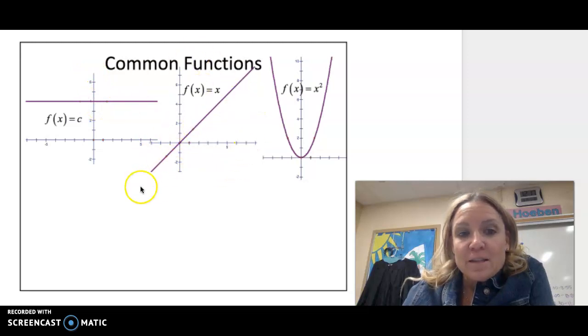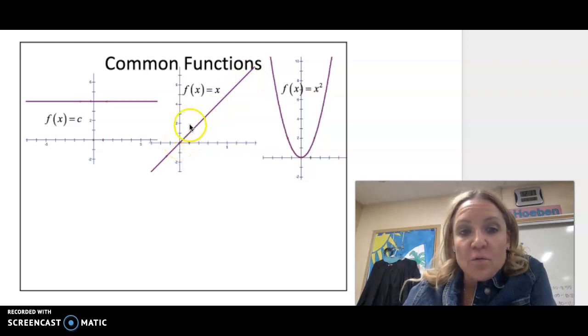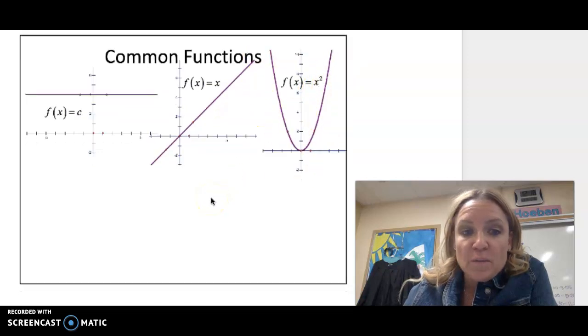This graph is a sloped line. It passes through 0, 0, and it goes up 1, over 1, up 1, over 1, up 1, over 1. And this one is obviously a parabola, a quadratic, and makes a nice U shape. All right.